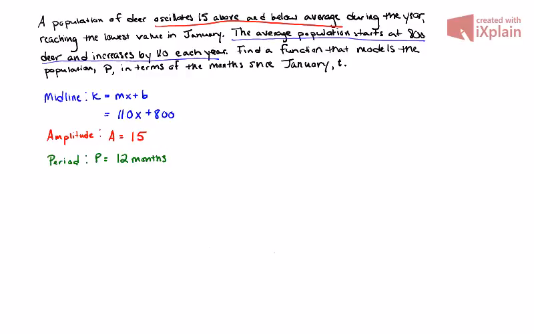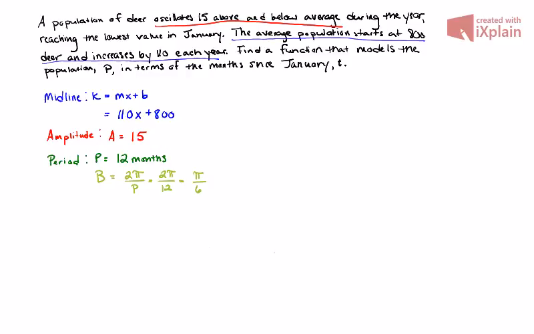So this permits us to determine what our horizontal stretch or compression should be. Recall that we can find b by doing 2 pi divided by the period. So this is 2 pi divided by 12, which simplifies down to pi over 6.